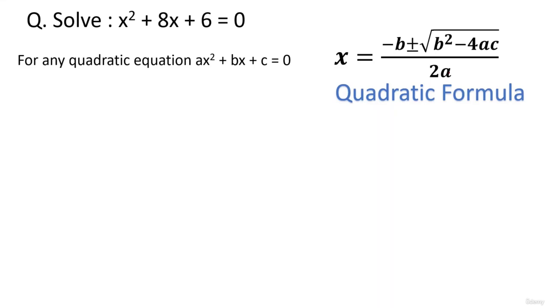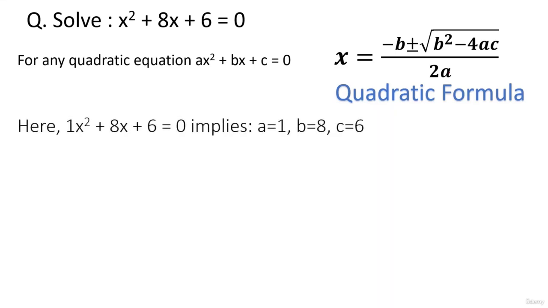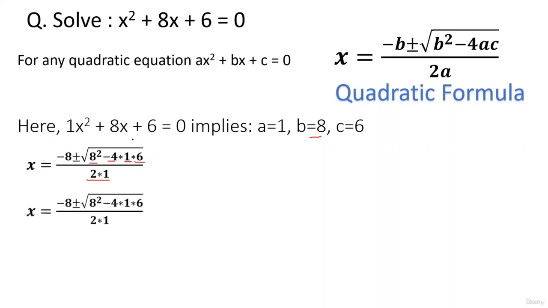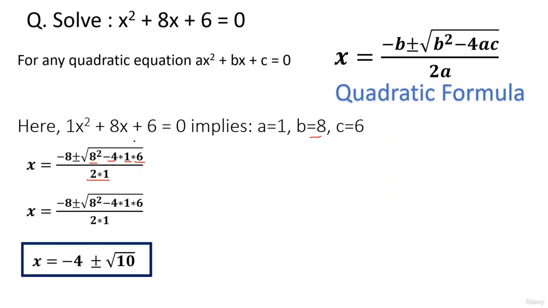So when you can factorize, no need to use the formula, but when you can't factorize, you can always go with the formula. Okay, so putting in the values, if you compare this equation x square plus 8x plus 6 equal to 0 with ax square plus bx plus c is equal to 0, you'll find out that a is 1, b is 8 and c is plus 6. Putting the values in the formula, you will have x as minus 8 plus or minus root of 8 square minus 4 into 1 into 6 upon 2 into 1, 2a, right? So if you simplify this further, you will have x as minus 4 plus or minus root 10. That's the required answer.